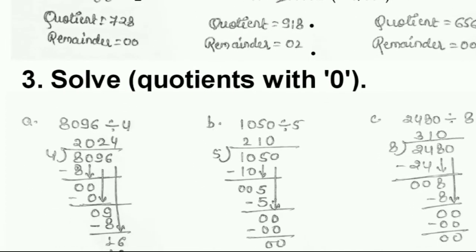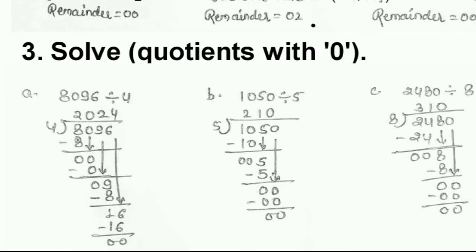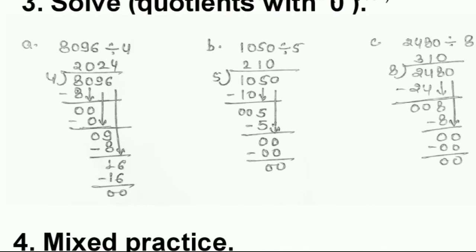Next, solve quotient with 0. The 0 example I have also explained. Same thing we will do here. 4 twos are 8. Then this 0 we will write here. So now we multiply 4 into 0 is 0. Then this 9 we will write here. 4 twos are 8, then the remainder is 1. Now in the ones place we will take 6. Now it is 16. 4 fours are 16.